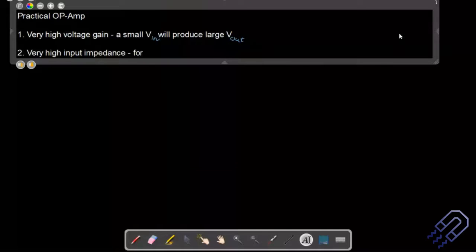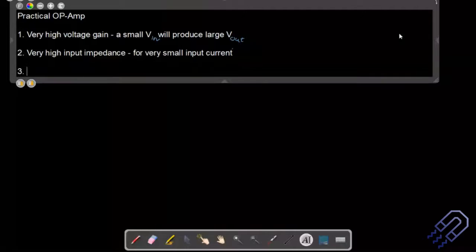So for a very small input current, we don't need the current high, so we're just going to have a very small input current. If the input impedance is very high, you're not going to have any kind of current input into the system. And then finally, very low output impedance. So output impedance should be low. Please don't mix up these things in your exam or quiz. Just remember this.